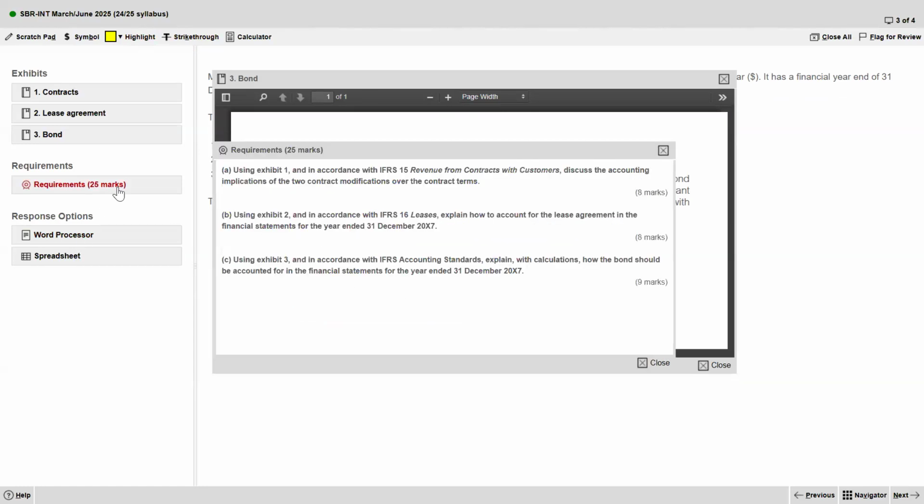The requirement of this question is that, using Exhibit 3 in accordance with the IFRS accounting standard, explain with calculations how the bond should be accounted for in the financial statements for the year ended 31st December X7. Now see.